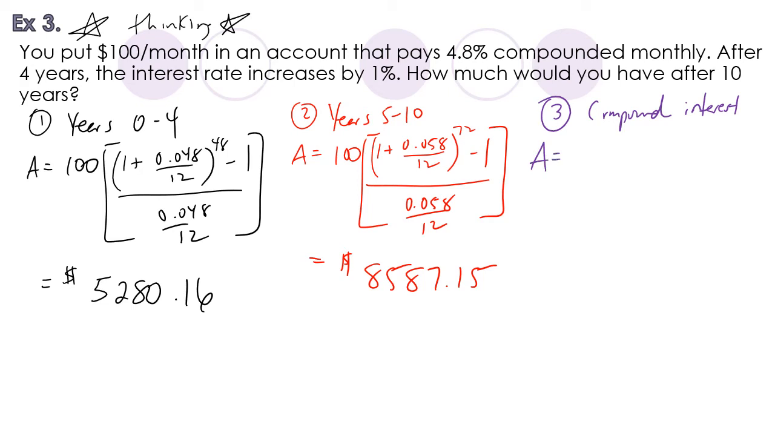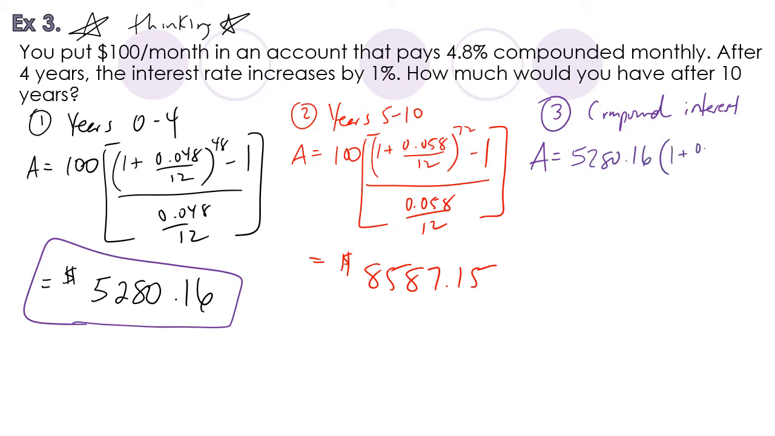So we want to know how much money this $5,280.16 turns into sitting there accruing interest for 6 years. So at the end of year 4, that lump sum gets invested at 5.8% monthly, and then the exponent is 72. That's your formula from a couple lessons ago. That turns into $7,471.67.